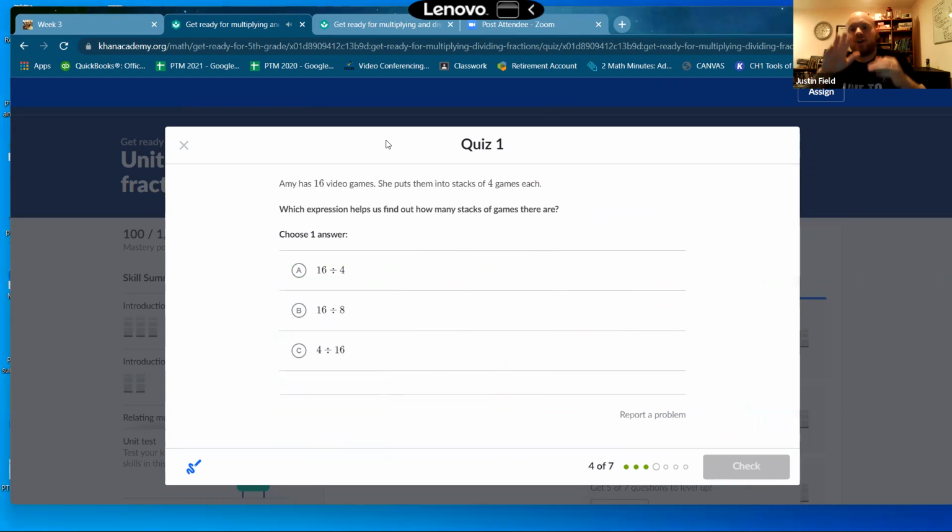All right, if you find you are separating a total into equal groups, that's division. If you find you are repeatedly adding something, that's a multiplication.